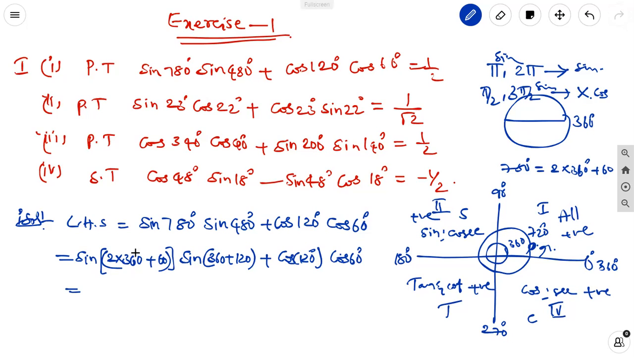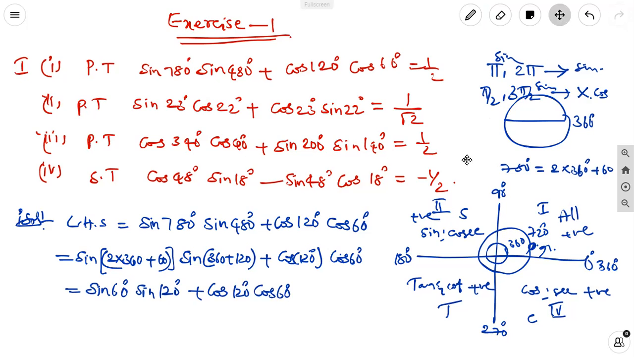Here, completing two rotations means it comes in the first quadrant. Sine in the first quadrant is positive. So this is sine 60 degrees. Here also one rotation is completed, so it is sine 120 degrees. Why? Because after completing one rotation, whatever the angle is there, we write the same angle. Plus cos 120 degrees, cos 60 degrees.